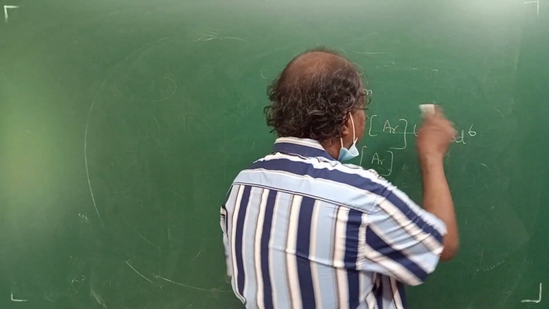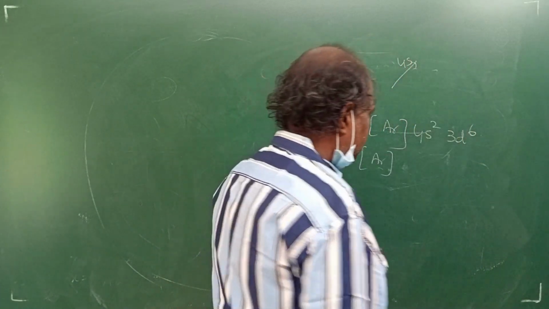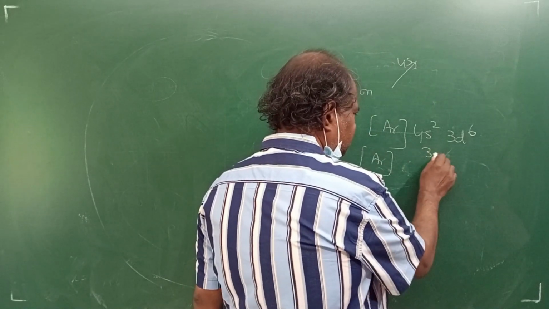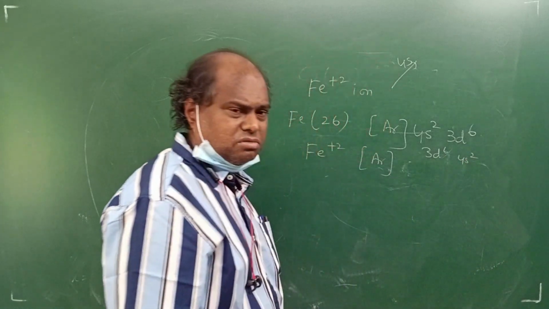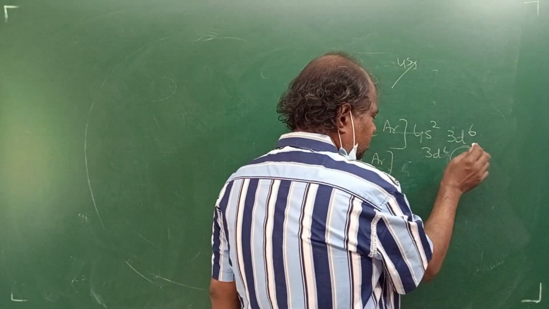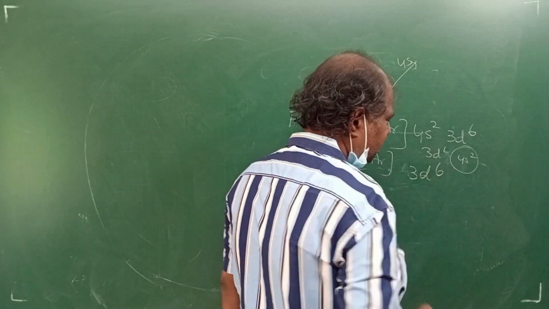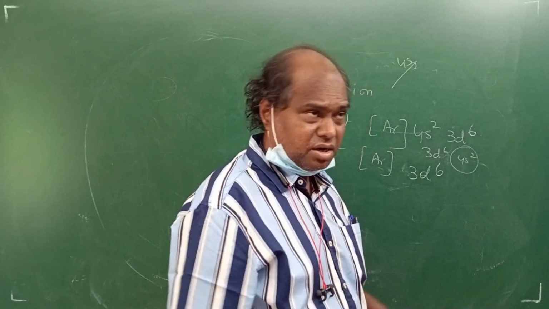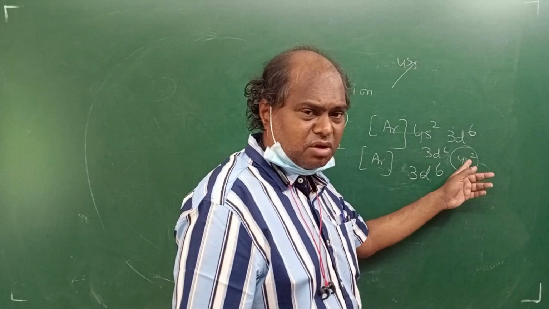Why? Because distance wise, 4s is a little bit far away. So while removing, you write like this, 3d6, 4s2. Fe plus 2 means you will remove 2 electrons, so you will remove the s electrons. So what will you write here? 3d6. Very, very important. Plus 2 means you will remove the 4s electrons, because distance wise, 4s is very far away. So remove the 2 electrons from the s orbital.